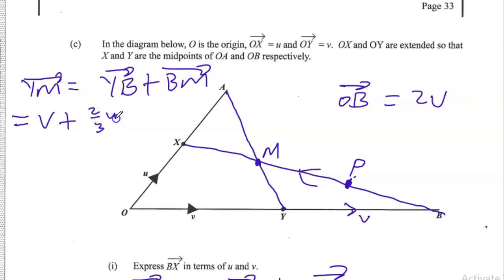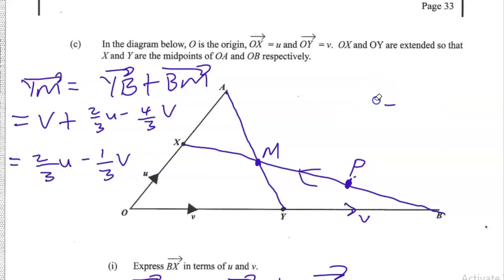So if we group the v, we have 2/3 u, and we have 1v minus 4/3 v. That's negative 1/3 v. Alright. We also need YA. Did we find YA?